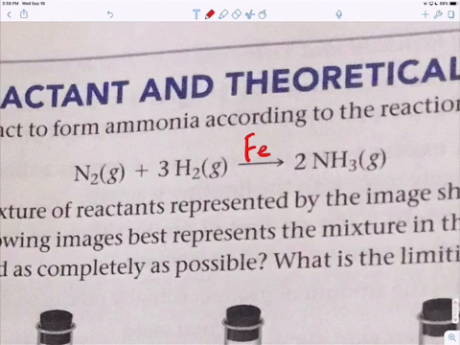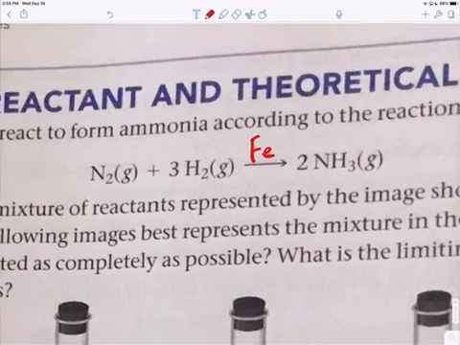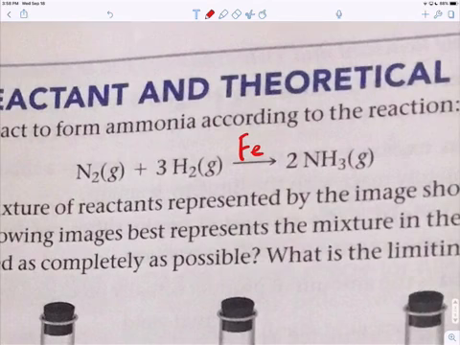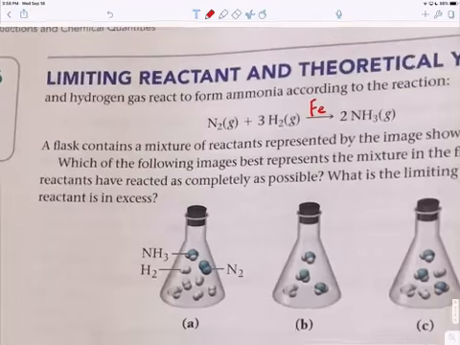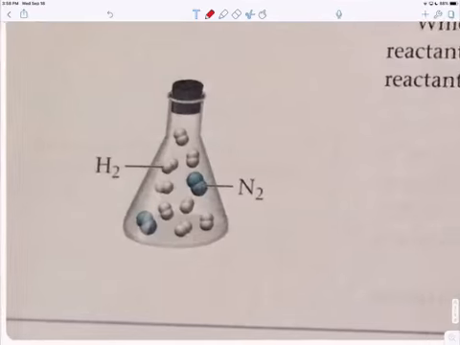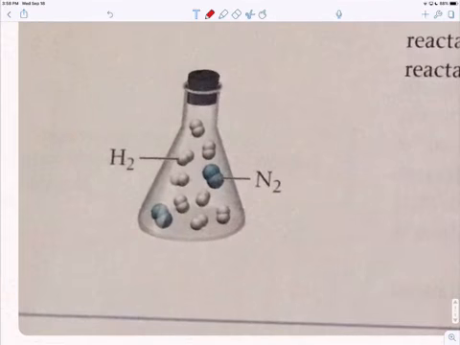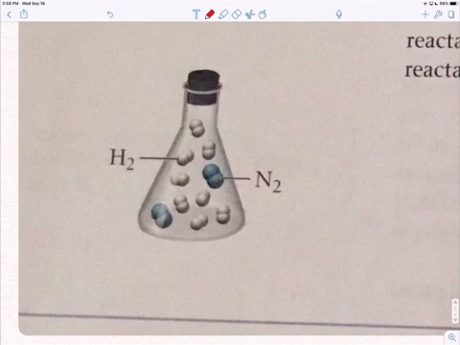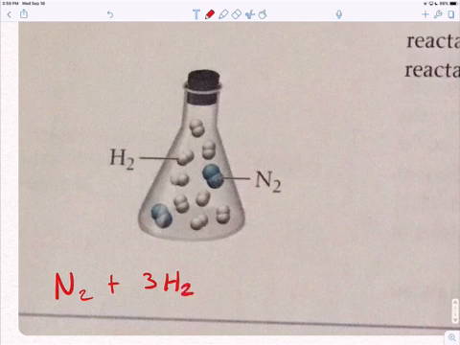Right. Okay, let me go back and talk about this. So, 1 part nitrogen to 3 parts hydrogen makes 2 parts ammonia. And we have this vessel here. This is N2 plus 3H2 yields 2 NH3.